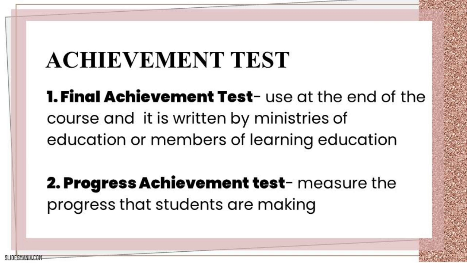When we say final achievement test, it is used at the end of the course. It is written by Ministries of Education or the official examining board or the members of a teaching institution. Meaning to say, these people or personnel are the only ones allowed in making a final achievement test. Aside from that, final achievement test is also a syllabus content standard, which means it is based directly on a detailed course syllabus or on the book and other materials used by our teachers. And one of the best examples for this kind of test is the final examination.